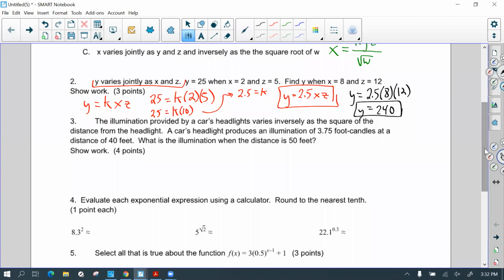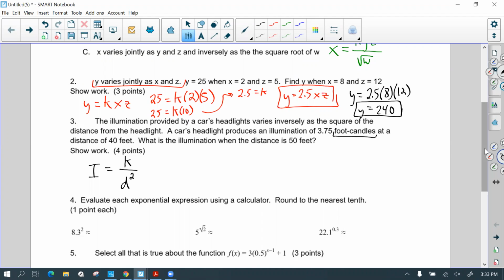Number 3, the illumination, so we'll call that I, varies inversely as the square of the distance that you are from the headlight. And I looked this up. Foot candle is an actual unit of measure. I forget what it means, but it measures how bright something is.